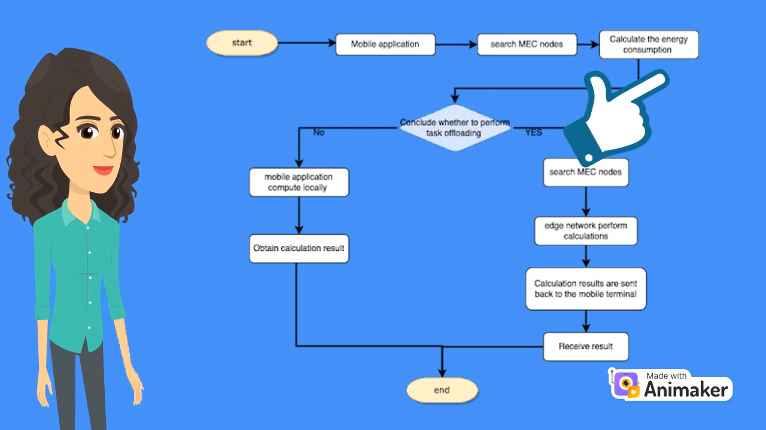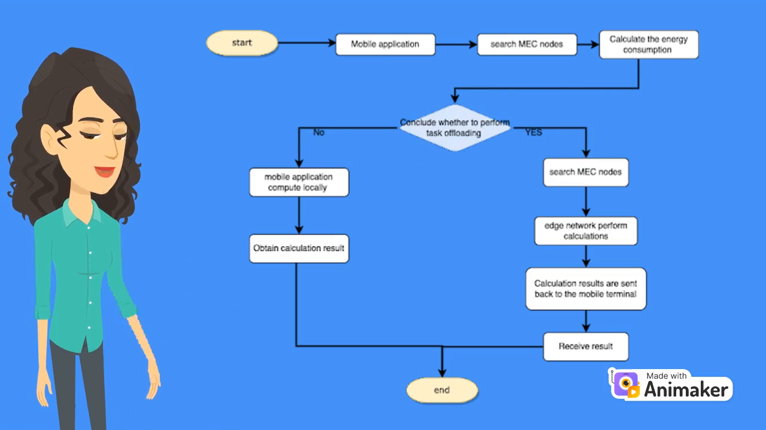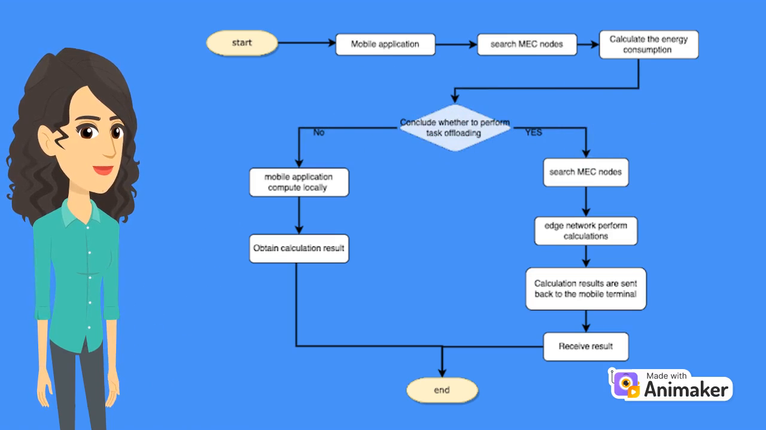This part should calculate the energy consumption for both local and edge computing and conclude whether to perform task offloading or not. If offloading is not required, the local computation will be performed directly. Otherwise, it goes to the second part.